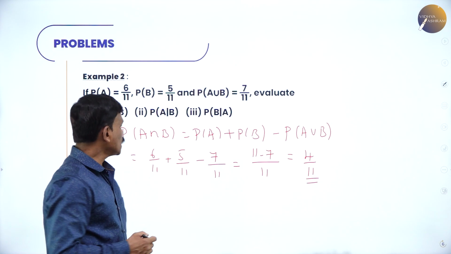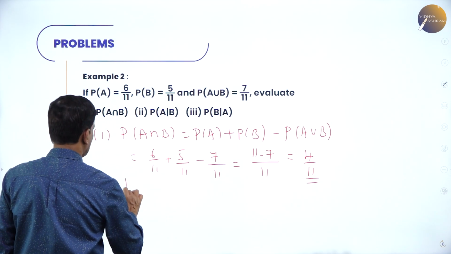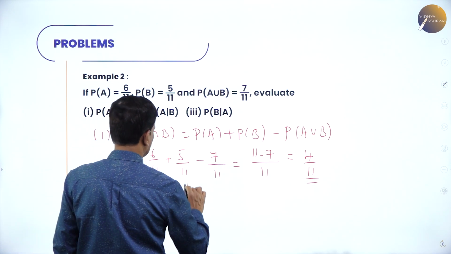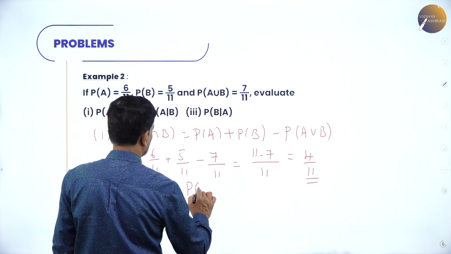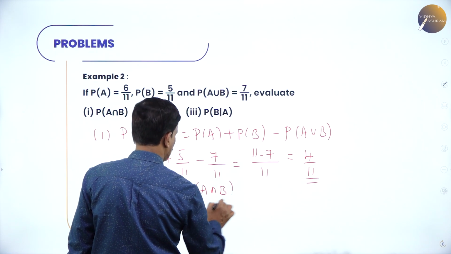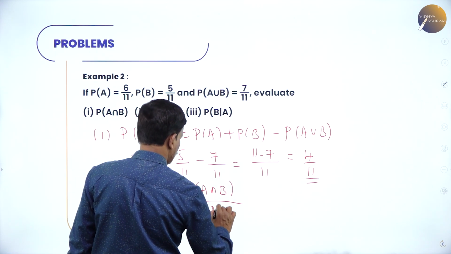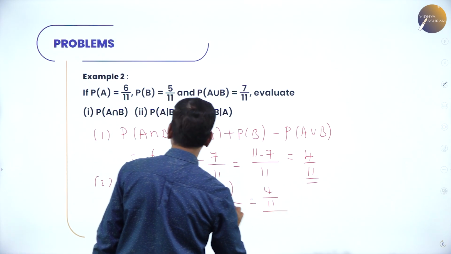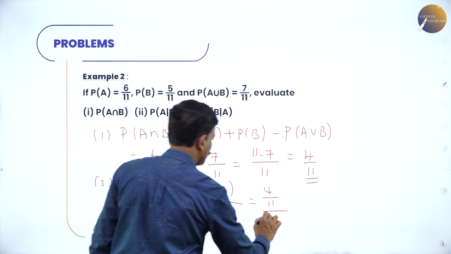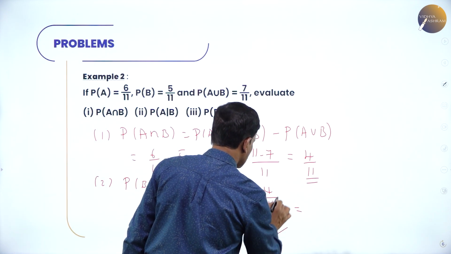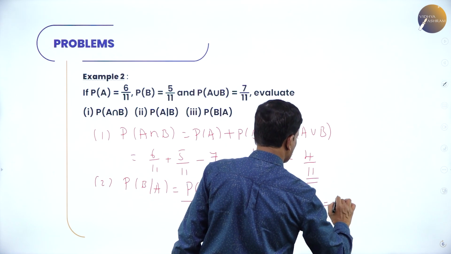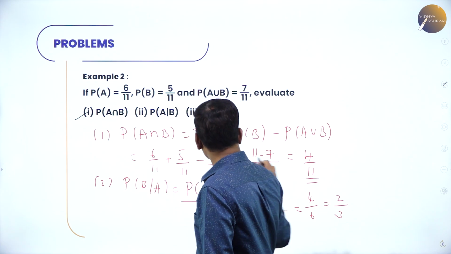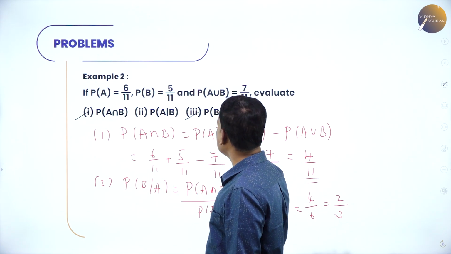Okay. Now, second one, probability of B by A. Probability of B by A is equal to, what is the formula? A intersection B divided by probability of A. What is A intersection B? That is nothing but 4 by 11 divided by probability of A, which is 6 by 11. So, these two get cancelled. So, 4 by 6. 4 by 6 means 2 2s are 4, 2 3s are 6, so 2 by 3. So, probability of A intersection B is done. Probability of B by A is completed.